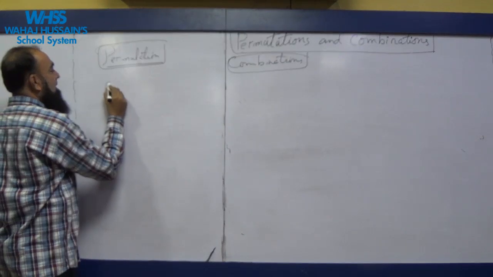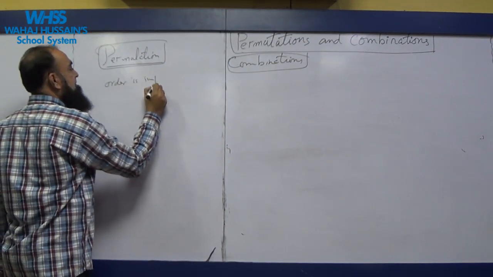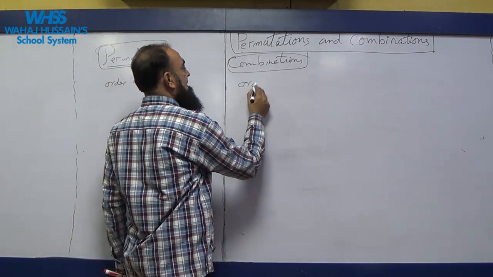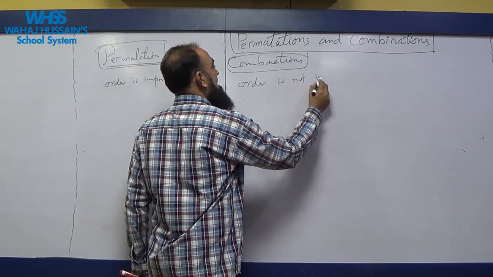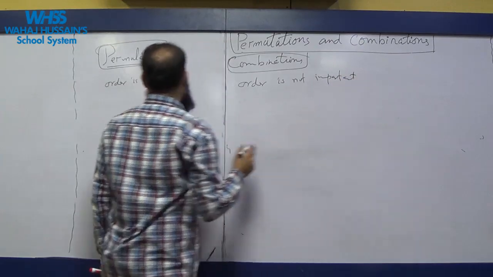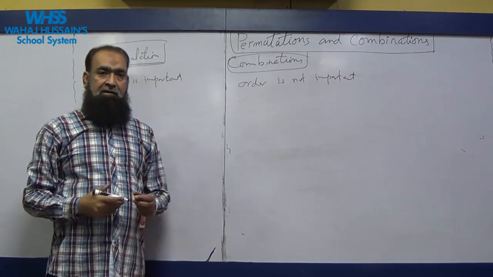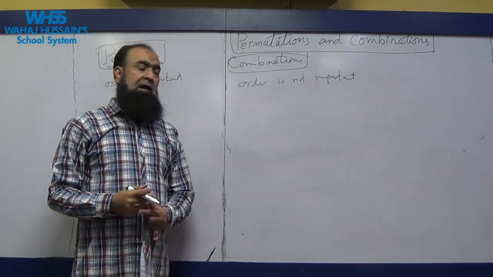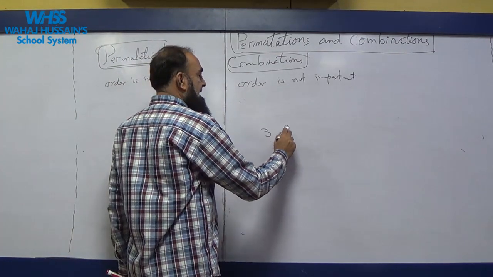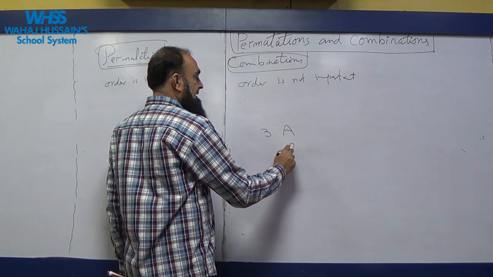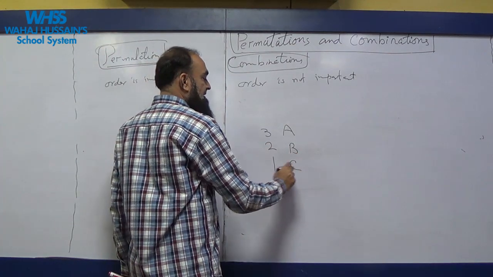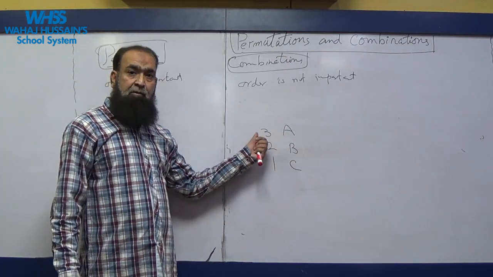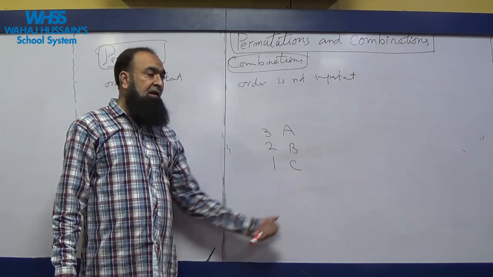Permutation means order is important. Order matters. Combination means order is not important. What is the meaning of order is important and order is not important? For example, if I have to announce three position holders' names, and A got third position, B got second position, and C got first position, I have to announce according to the order. First, I have to announce third position, and then second position, and then the first position.